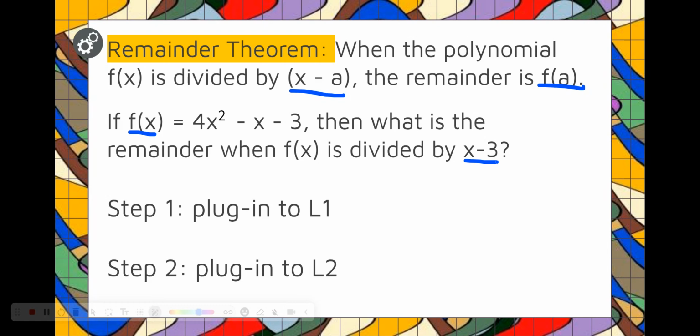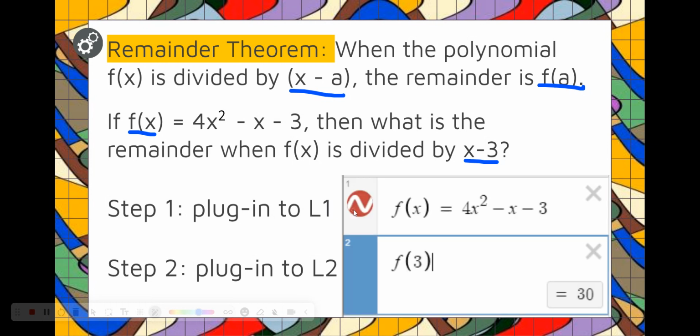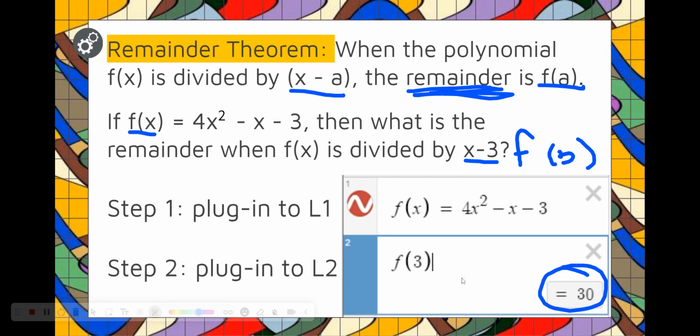Now, to plug that in Desmos, open your tab and type in line 1 the equation, which is 4x squared minus x minus 3. Now, as a factor, you're going to write it as f of 3. Whatever the answer is for f of 3, that would be the remainder. So the answer is 30. See how easy that is?